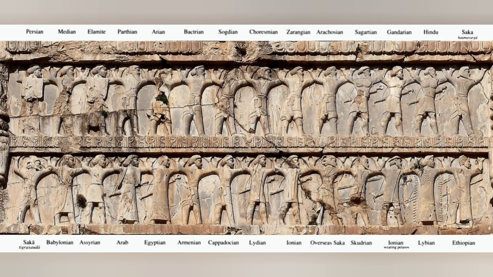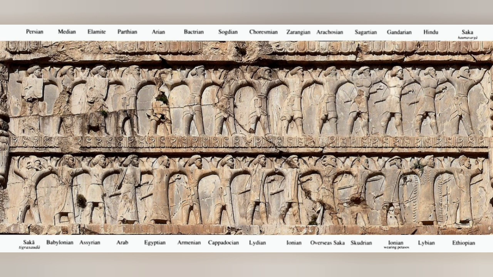So if you look over here, what I have is the table of races. And this table of races, you really start from like Assyria going east or the Assyrians going west, and you'll start to see the locations that are located on here. So the ones at the top represent the eastern countries. You can see the Hindu, Persian, Median, Elamite, Parthian, Aryan, Bactrian, Sogdian.